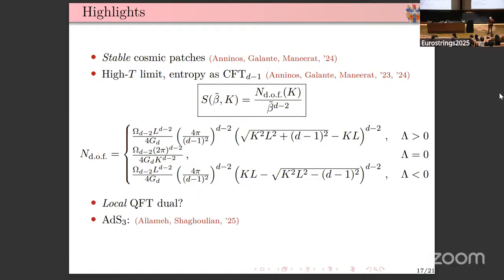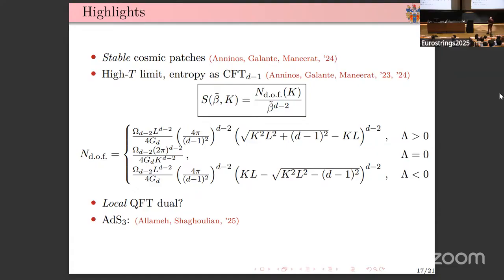Now, there are loads of interesting things that come out of working with conformal boundaries. The first thing is that you actually have stable cosmic patches. This is even in empty de Sitter space. You can find a region in your parameter space of your thermodynamic data where you compute a positive heat capacity. This is in stark contrast to what we saw for the Dirichlet case. So this means that you have well-defined canonical ensembles that you can explore with conformal boundary conditions.